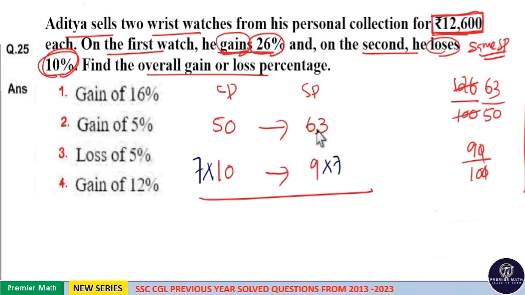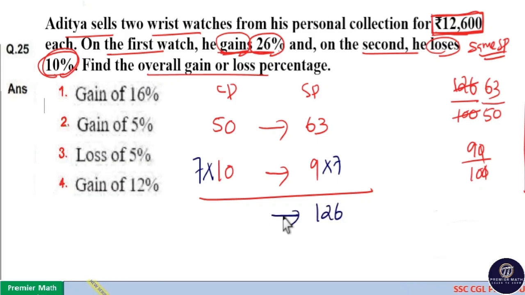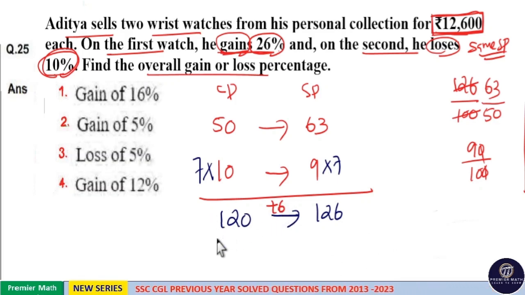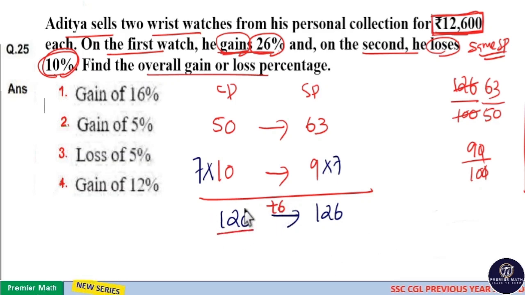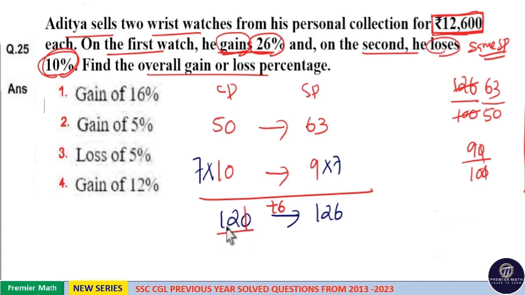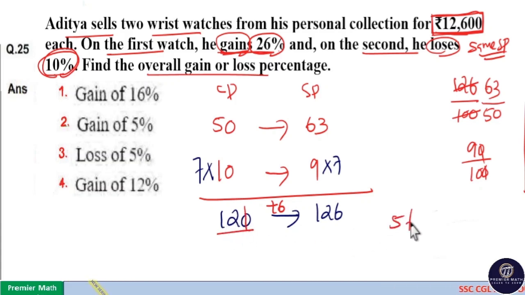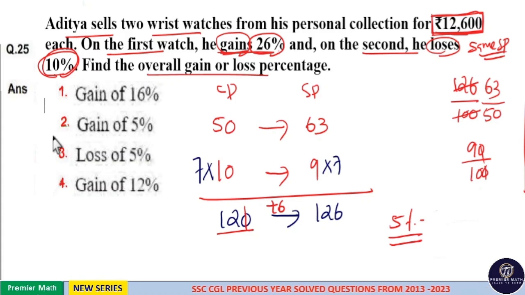Now total selling price is equal to 63 plus 63, 126. And total cost price is equal to 50 plus 70, that is 120. Now you can see here the increment is equal to plus 6. That is, this plus 6 increment is from this 120 rupees. 10% of 120 is 12, which means 5% is the gain. So option 2 is your answer.